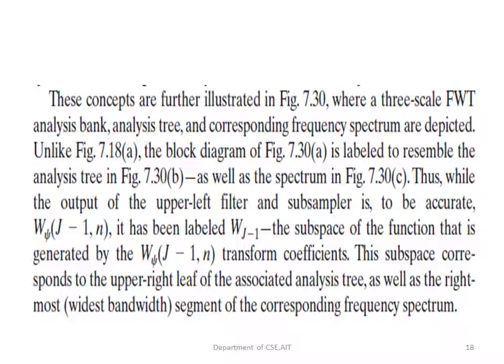While the output of the upper left filter and subsampler is W of phi j minus 1 of n, it has been labeled W of j minus 1, the subspace of the functions that is generated by the W of psi j minus 1 n transform coefficients. This subspace corresponds to the upper right leaf of the tree as well as the rightmost segment of the corresponding frequency spectrum.